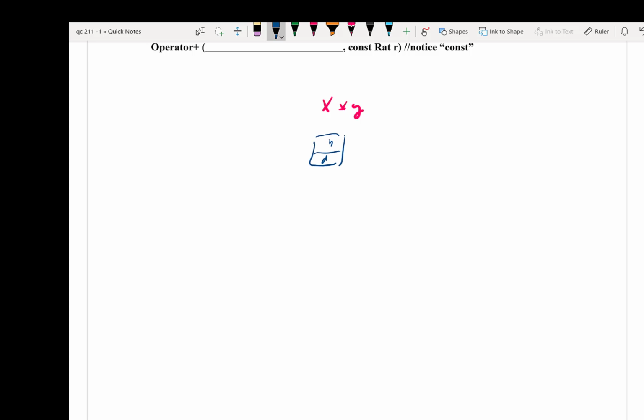I'm going to define something, let's say operator times, and just as before, what I'm going to pass in here is a rat, like we saw before, a const rat r. Why do I call it r? Maybe just because it's on the right hand side. I can call it anything I want, but let's say r. And it's going to return a rat, because when I multiply two fractions, I get a fraction back, two rats, and so on.